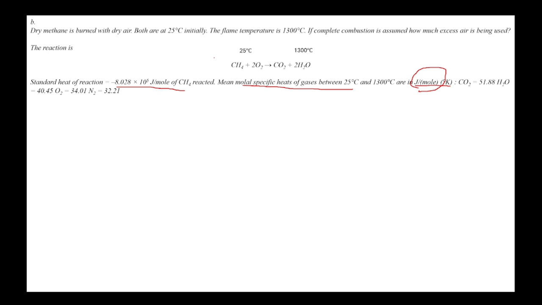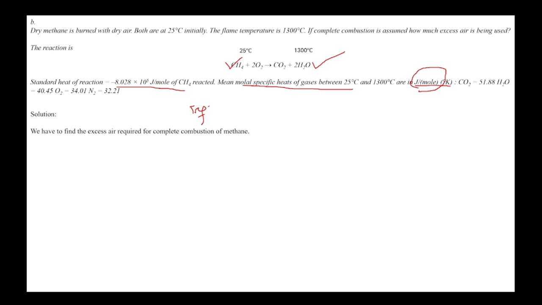Very first thing I want to tell you is that the reactant is at 25 degrees Celsius and the product is at 1300 degrees Celsius. Always remember that in any kind of energy balance question, a reference temperature T reference is always there, and that T reference is equal to 25 degrees Celsius. We'll go into the question and it will be clear to you very soon. We have to find the excess air required for complete combustion of methane.